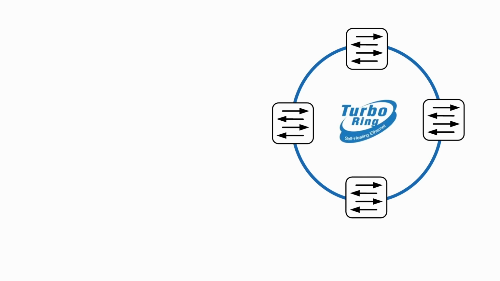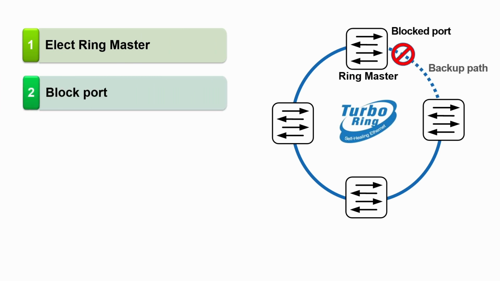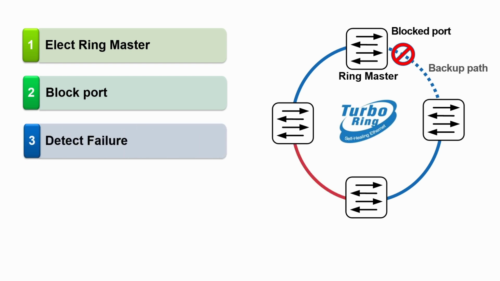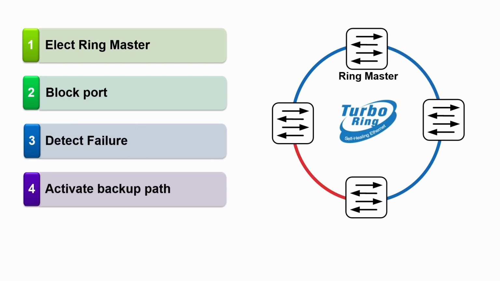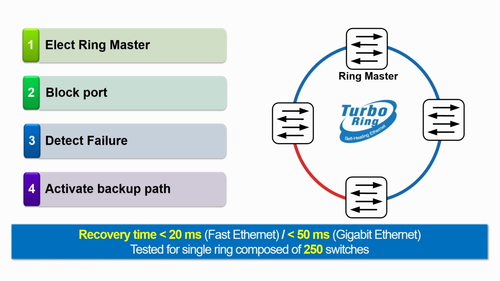To form a Turbo Ring version 2, the switches in the ring need to elect one switch as the ring master. The secondary port of the master is blocked to prevent looping. When the master detects a failure, it will unblock its secondary port to activate the backup path. The entire recovery time can be less than 20 milliseconds with a fast Ethernet link and 50 milliseconds with a gigabit Ethernet link in a single ring composed of 250 switches.